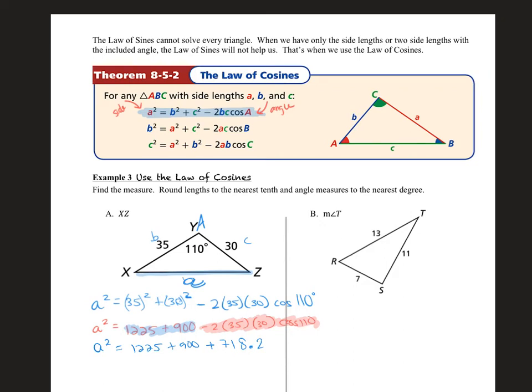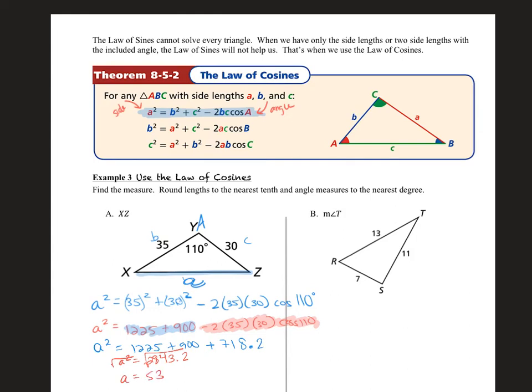Okay, and so then we have A squared equals, I'm going to add all that up. So 1225 plus 900 plus 718.2. I technically should have left all those decimals on that other one, but that's okay. We'll get close enough. 2,843.2. Now to get A by itself, we're going to have to square root both sides. And so therefore A is equal to 53.